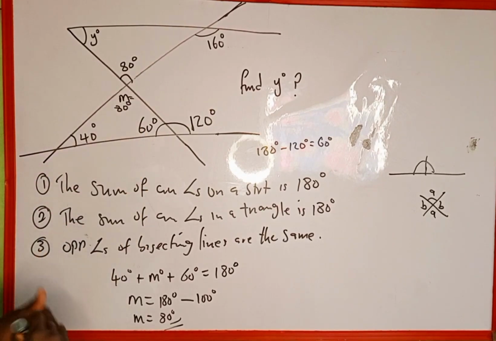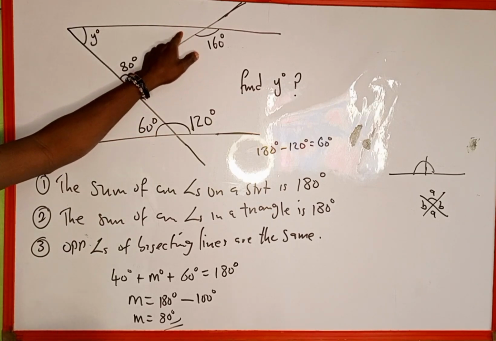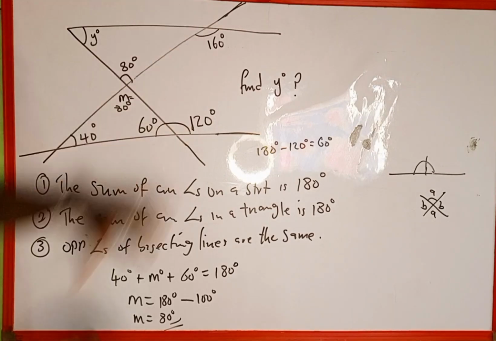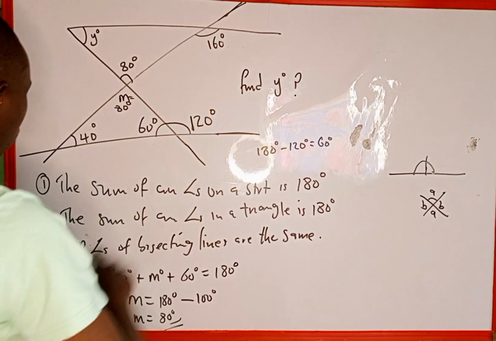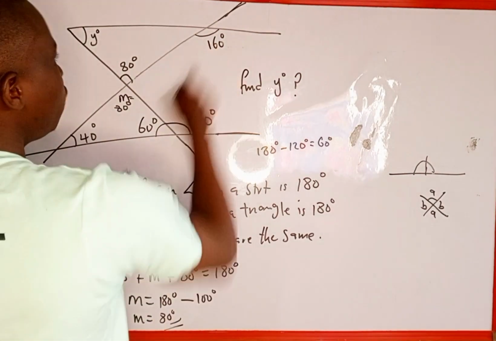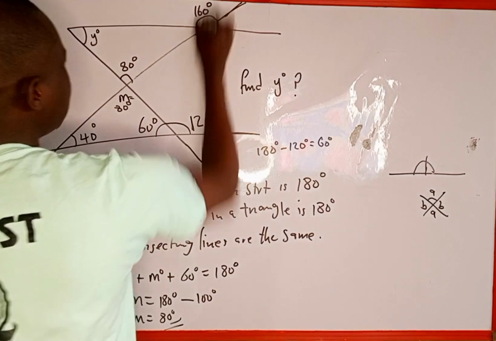So the next thing we're going to do, as you can see, we're approaching y degree. But this angle here is unknown also. Now to get the angle here, we have another bisecting line here. So we recall theorem 3. Opposite angles of bisecting lines are the same. So if here is 160, then the angle here is also 160 degree.